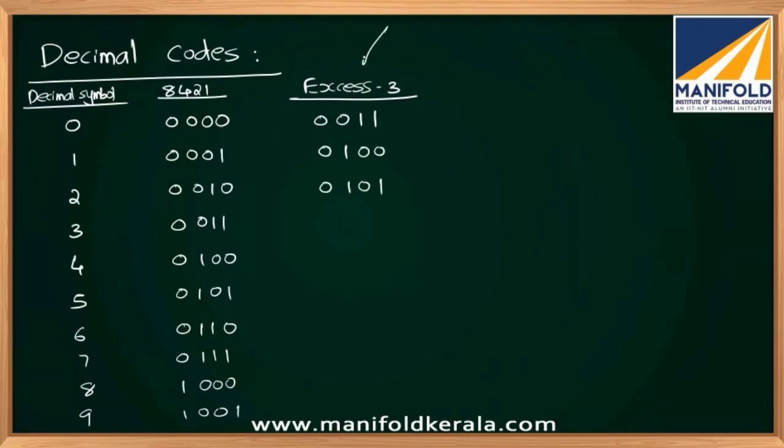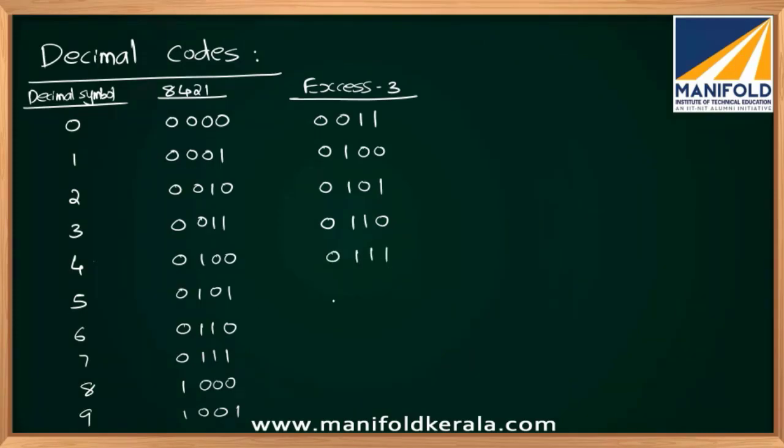Now, there is a very important property of XS3 which will be asked in your exam. Please remember, there is a very, very important property of XS3 code which makes it so special, right? So 0101 for 2, and what will be the XS3 representation for the decimal symbol 3? How will you represent it? 0110. What will be the representation for 4? Yeah, make it fast. It is 0111.